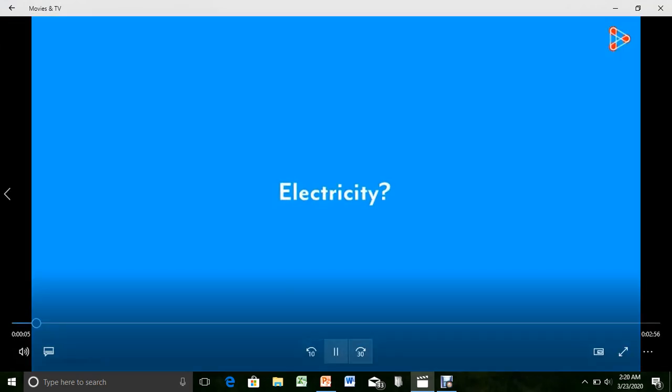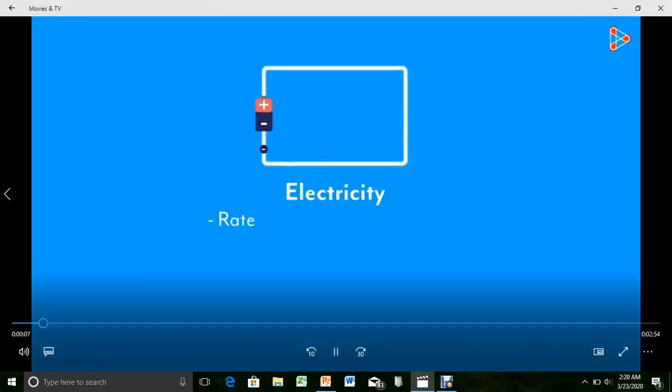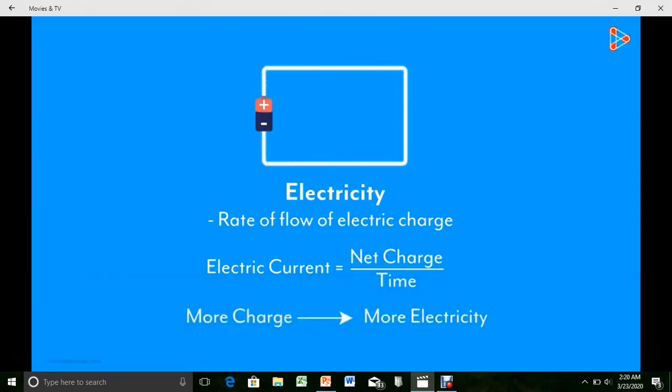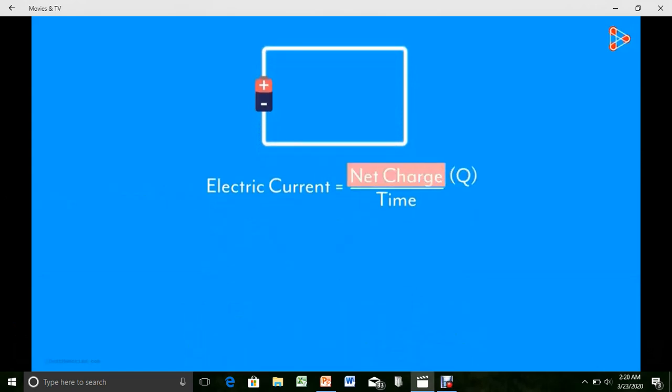What is electricity? It is simply the rate of flow of electric charge, which means it is the amount of charge flowing through a particular area in unit time. The more the charge flowing in unit time, the more will be the electricity. If net charge Q flows across any cross-section of a conductor in time t, then the electric current through that cross-section is given as Q over t. It's the net charge that flows across a cross-section in time t.